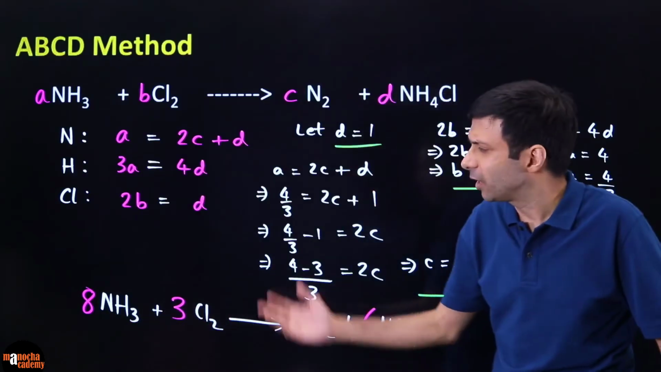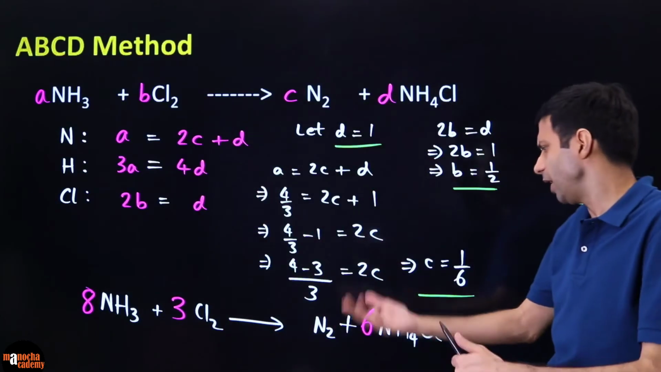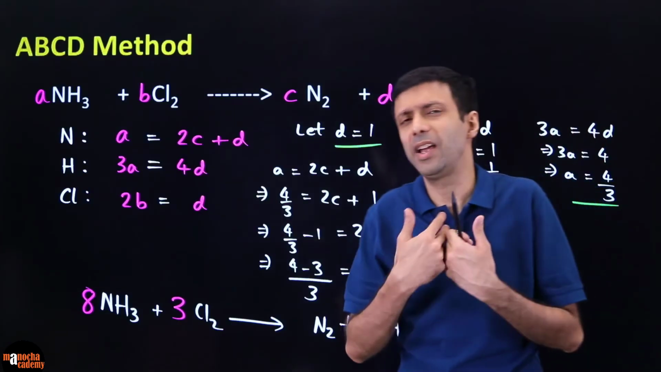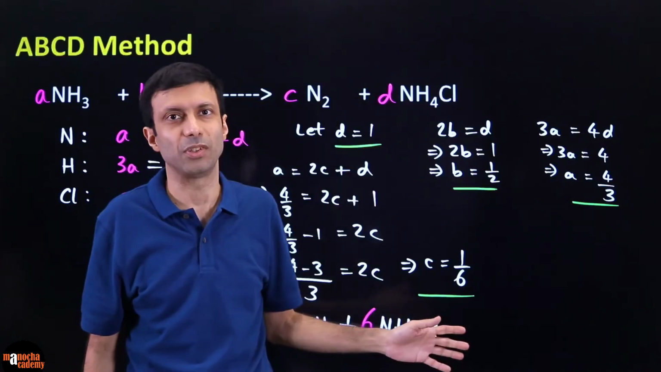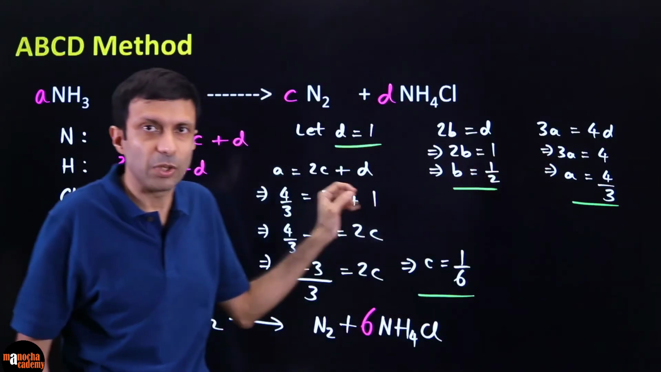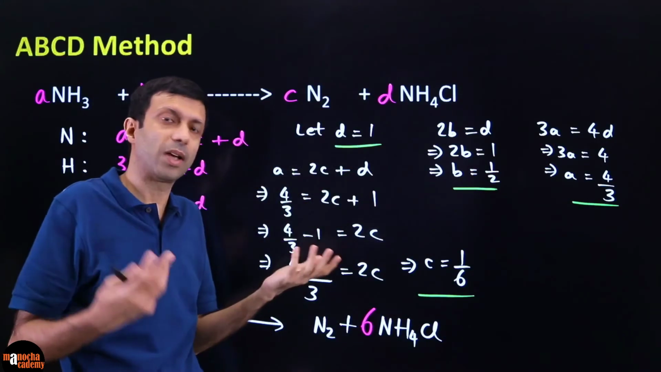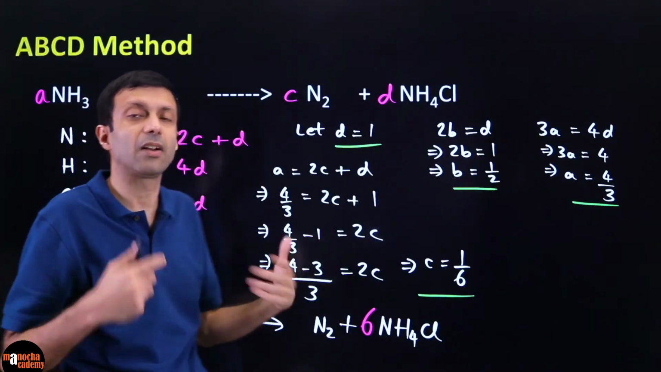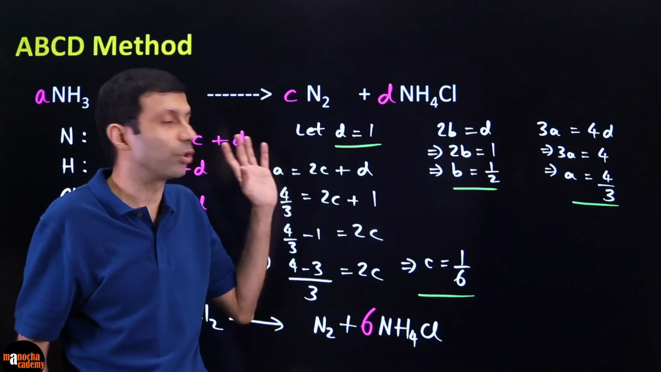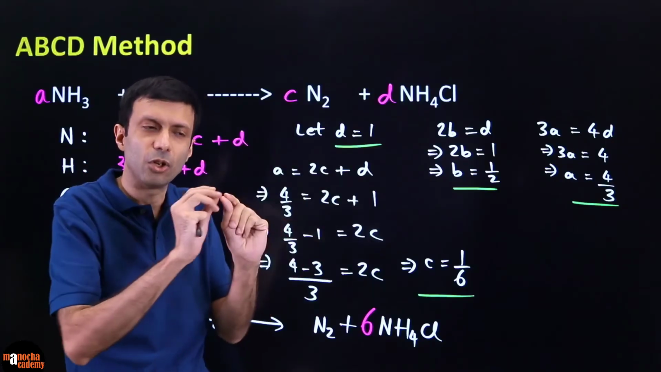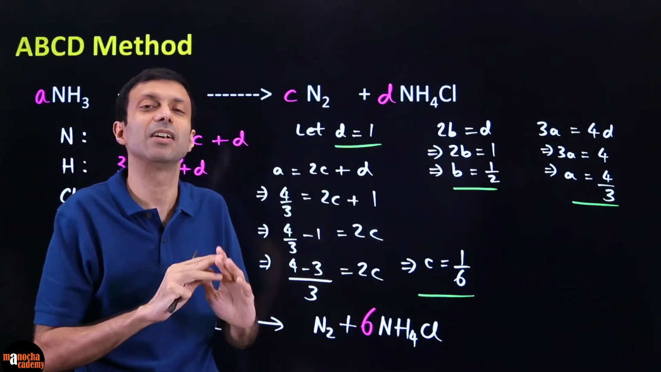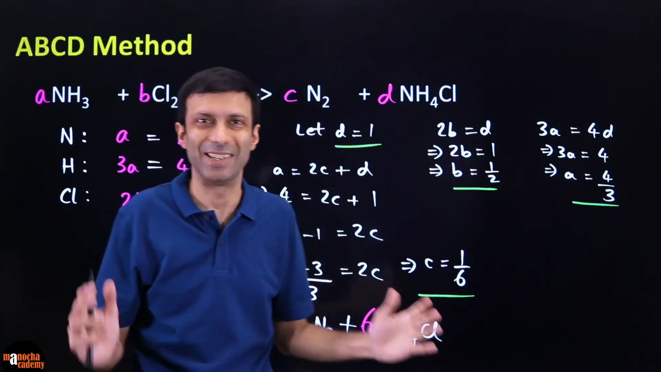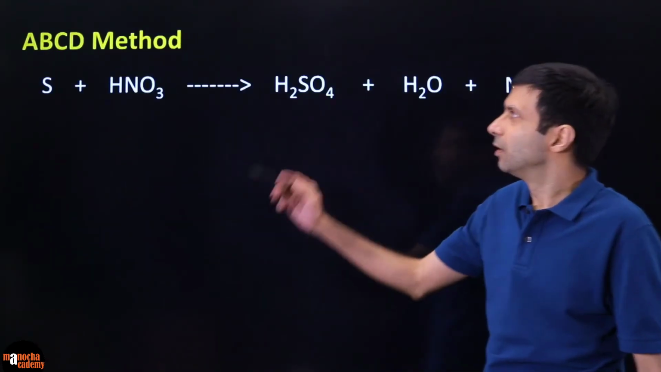Even these complicated equations, 8 ammonia, 3 chlorine, N2, 6 NH4Cl, we just converted our whole chemistry question into a maths question. So of course solving this maths equation takes time, but it is much faster than continuously trying hit and trial and still getting stuck. Because here the solution will come, you just have to patiently solve those equations and just plug in the answer and remove the fractions. Done. Let's try this one.